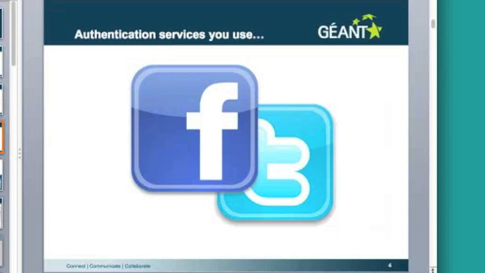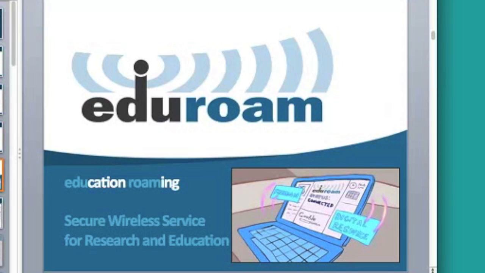In fact, the most popular federated authentication service that you're likely to use in research and education is EduGAIN. And this is an authentication-only service that gives you access to Wi-Fi in now 60 countries around the world. So hopefully you use EduGAIN and you're familiar with the fact that the authentication is delegated back to your home institution.